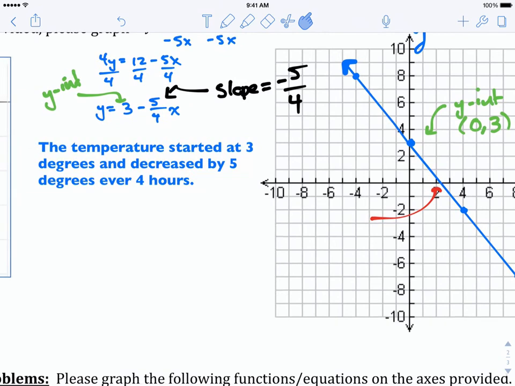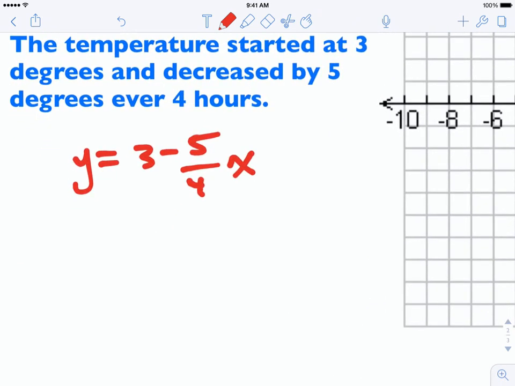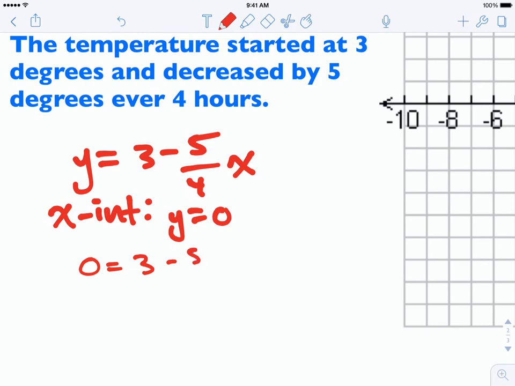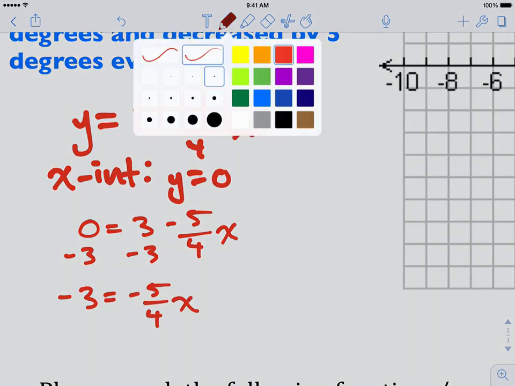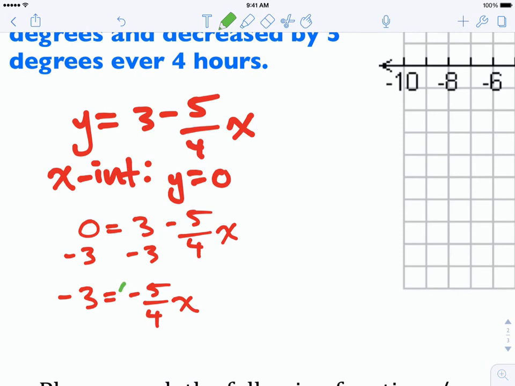So here's our equation, y equals 3 minus 5/4 times x. We are going to try to find our x-intercept. So we're going to set y equal to 0 and see what happens. All right, so 0 equals 3 minus 5/4 times x. Subtract 3 from both sides. -3 equals -5/4 times x. Let's multiply both sides of this equation by -4/5.